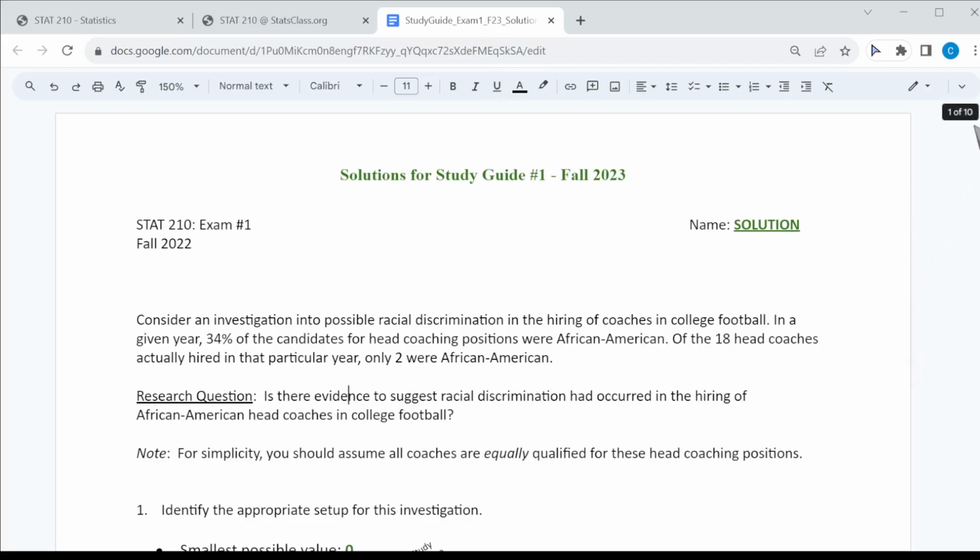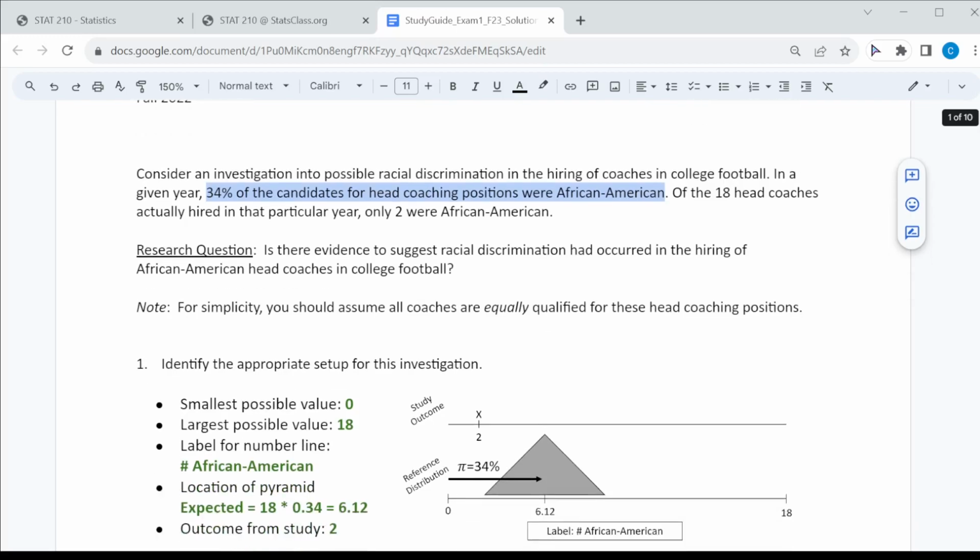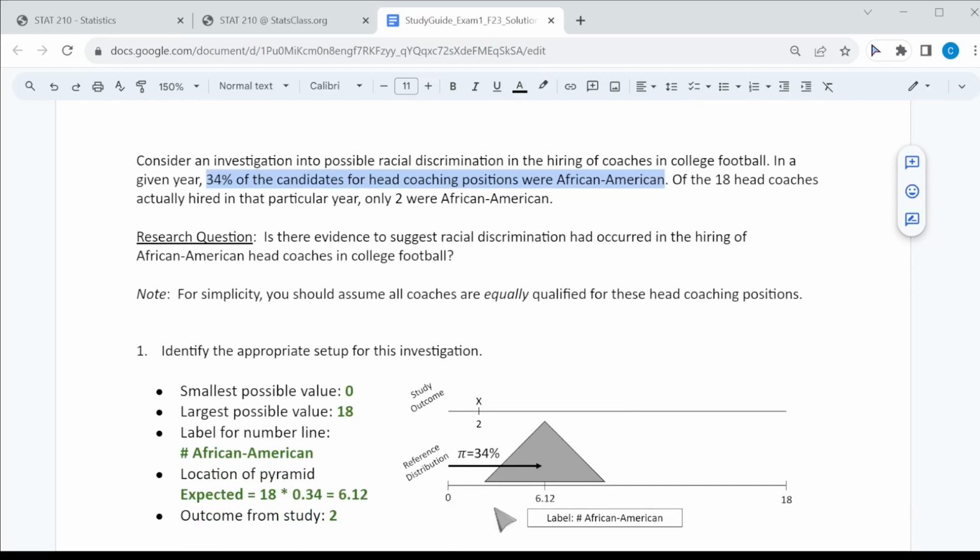The first question here is a case about discrimination. We know that 34% of the candidates for the head coaching position were African American. They looked at the hiring of 18 coaches, of which 2 were African American. So the number line here is going to go from 0 up to 18.